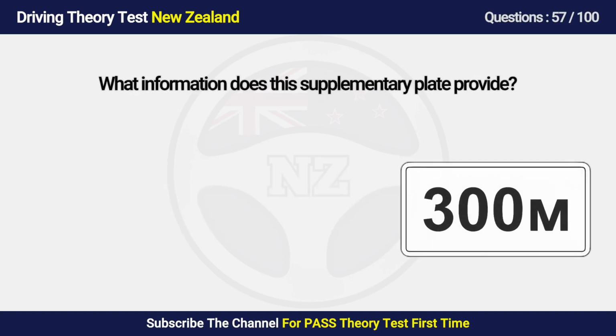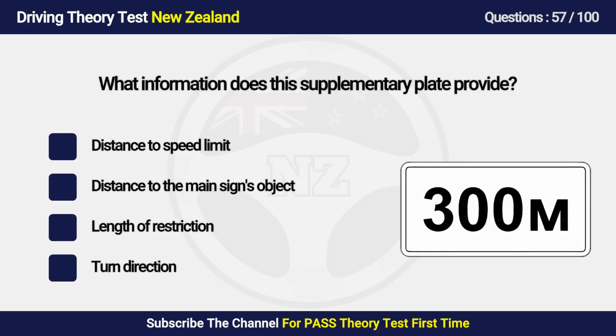Question 57. What information does this supplementary plate provide? A. Distance to speed limit. B. Distance to the main sign object. C. Length of restriction. D. Turn direction.